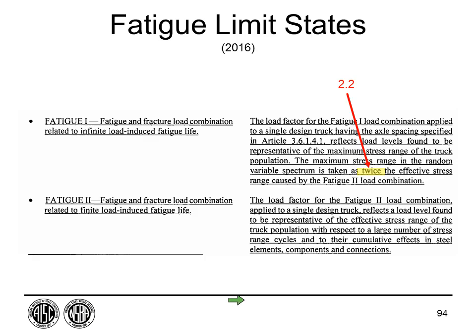So how does this show up in the specification? Well, we have two load combinations, Fatigue 1 and of course then Fatigue 2. This is our infinite life combination, and at present in the manual or in the specification, it says it's twice the effective stress range produced by Fatigue 2, but with the adjustments in the new load factors, this actually becomes 2.2. So we have Fatigue 1 if we're doing infinite life, and then Fatigue 2 if we're doing finite life. And basically we get load factors then on the HS20 to allow us to be able to design for both, well, one or the other of those limit states.